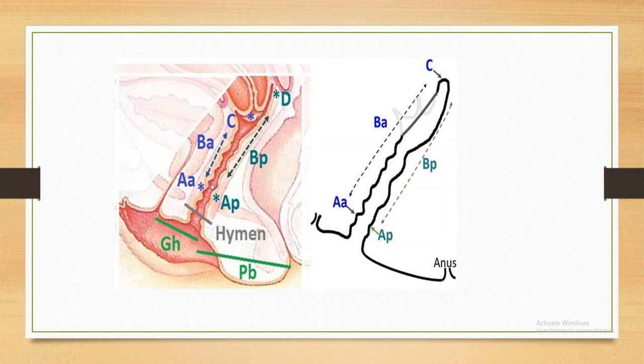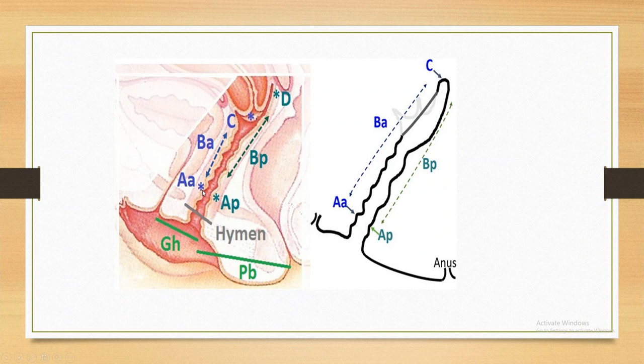Now whatever I'm telling is, we have to mark this AA and AP with reduced prolapse. So when the prolapse is reduced, we have to mark this AA and AP point inside. And then with maximum exertion, we have to see where exactly this AA and AP point are coming with reference to hymen. So see, this AA and AP are the fixed points.